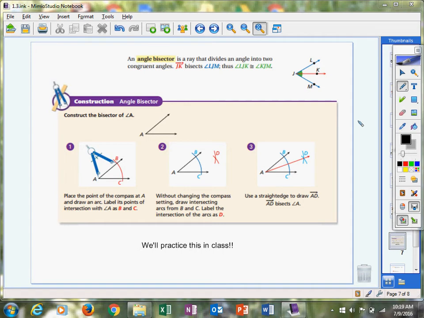I'm not going to be able to do this construction with you. I do not have the tools to show it to you on the video. We'll definitely practice this in class. If you would like to try on your own, you just need a compass and a straight edge. If you want to try following the directions on your own, go right ahead. We will be doing this in class.